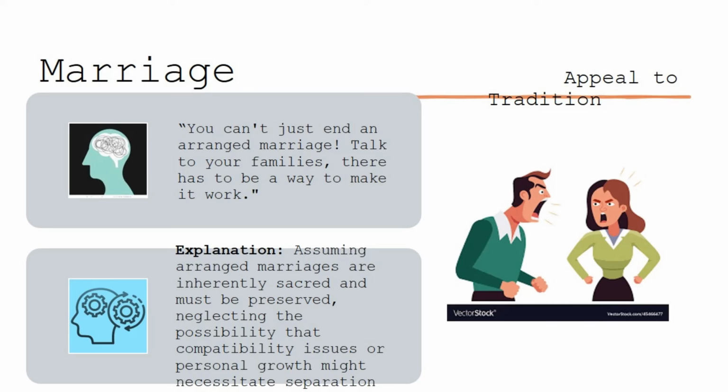Coming to marriage. So there are actually a lot of fallacies related to marriage. I'll pick a few. Like you just can't end an arranged marriage because you talk to your families, you can make it work. So this is an appeal to tradition, thinking that arranged marriages are special or inherently sacred, neglecting the possibility of compatibility issues.